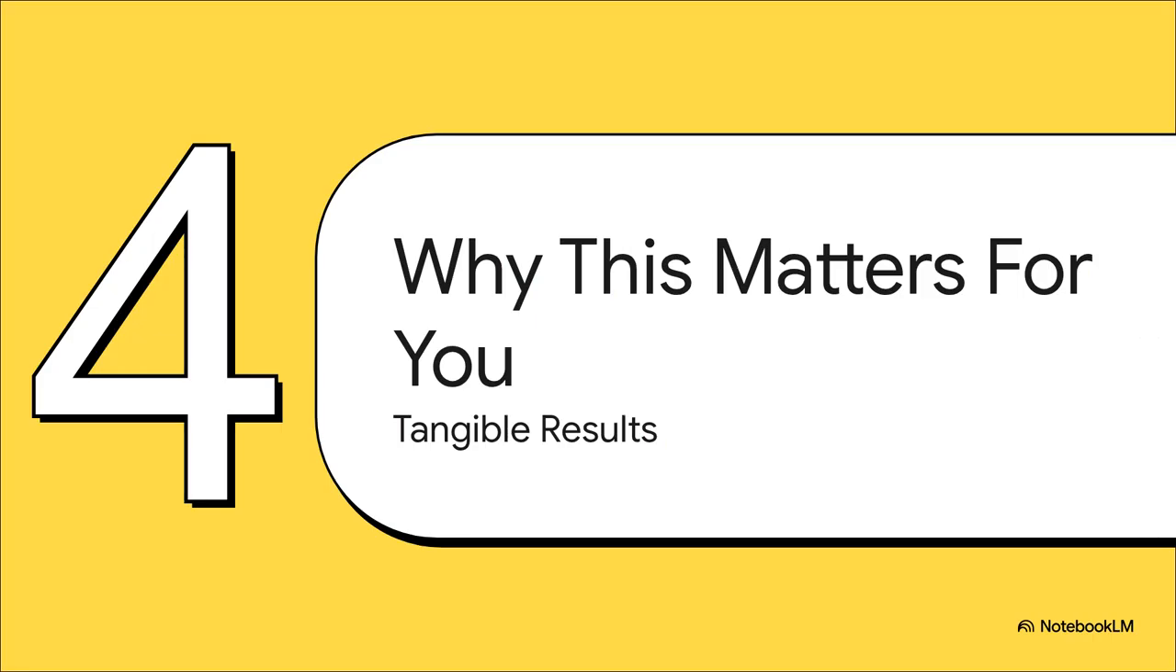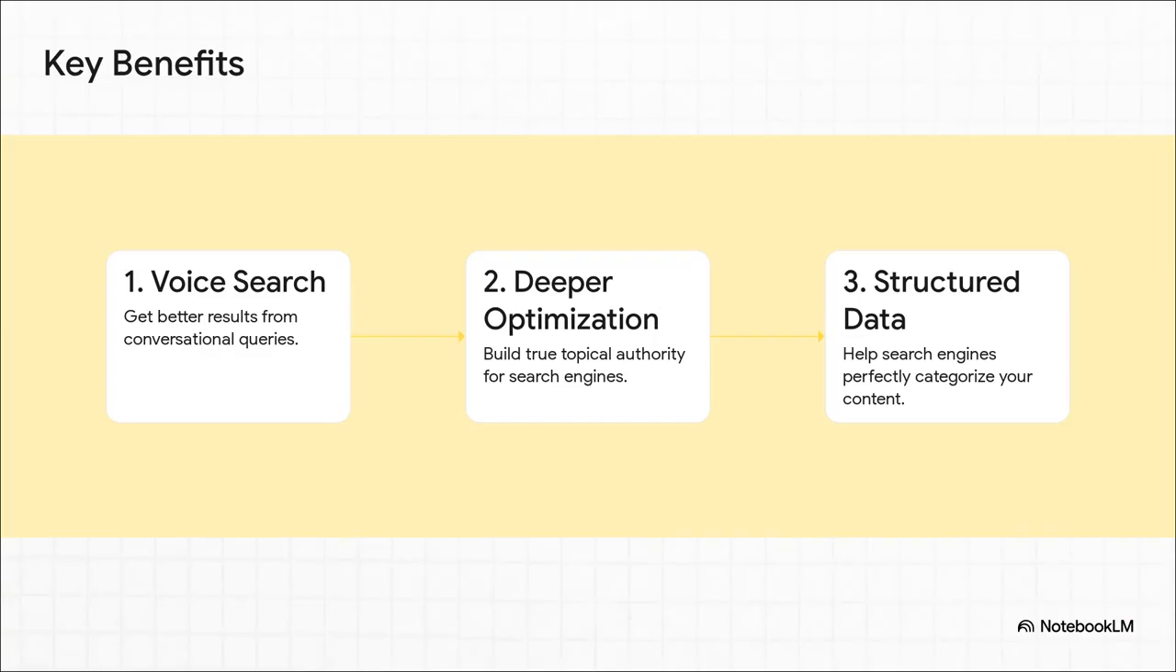So we've talked about the what and the how, but now we get to the most important part, the so what. How does thinking this way actually help you? What are the real tangible benefits you get when you start thinking in terms of semantic fields for your content? Here are 3 massive wins. First, you get so much better at voice search. Think about it. People don't talk to their smart speakers in keywords. They ask real questions. Semantic content is built for that.